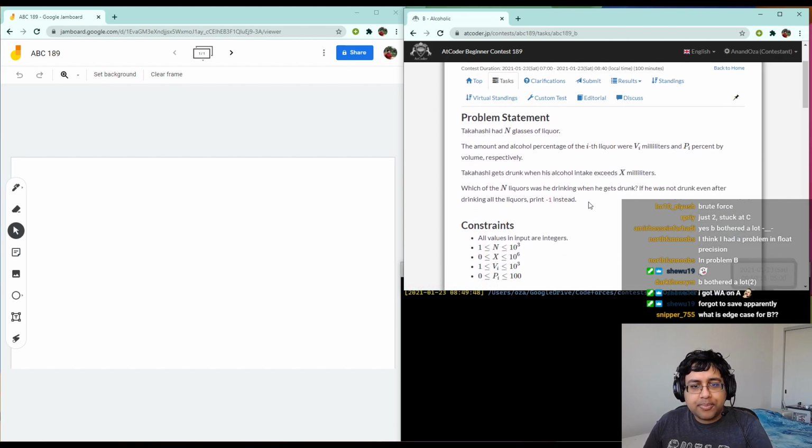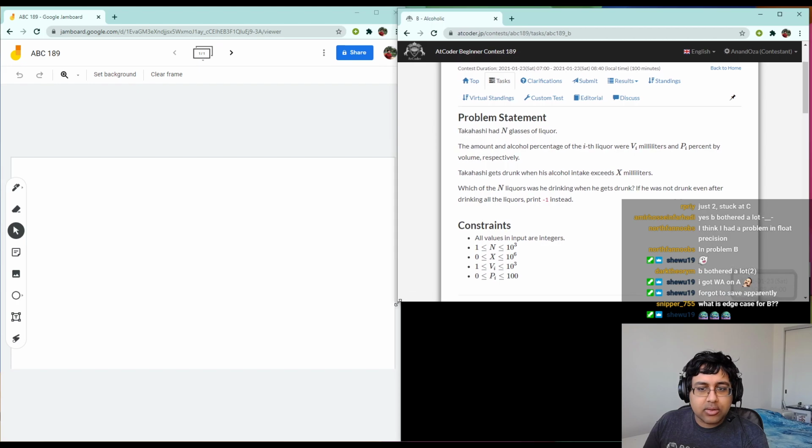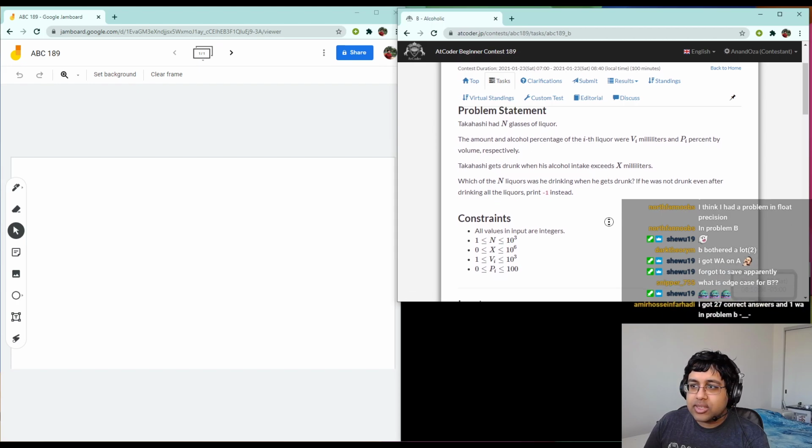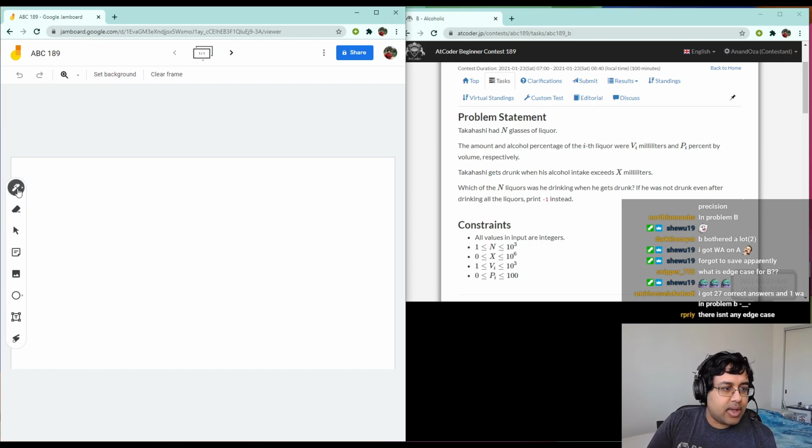So let's go over B. B was a slightly tricky one in the sense that I think it was possible to have errors due to floating point precision from adding stuff up. So we want to figure out how to avoid that.